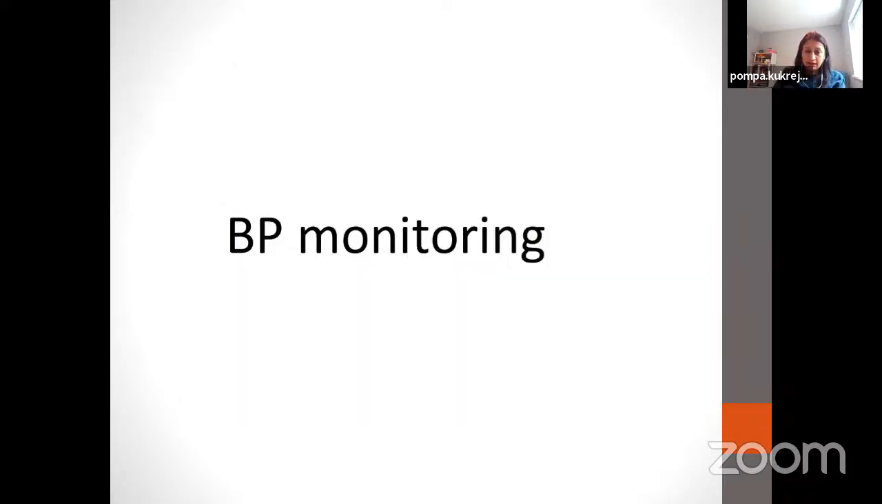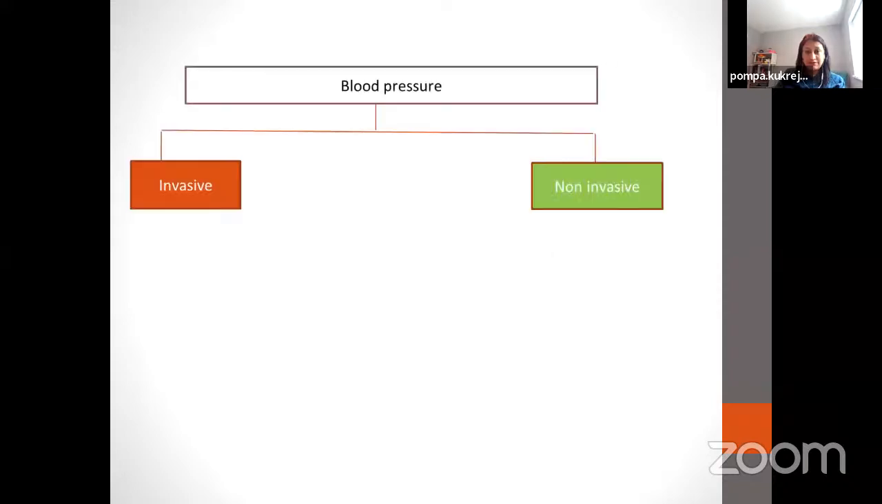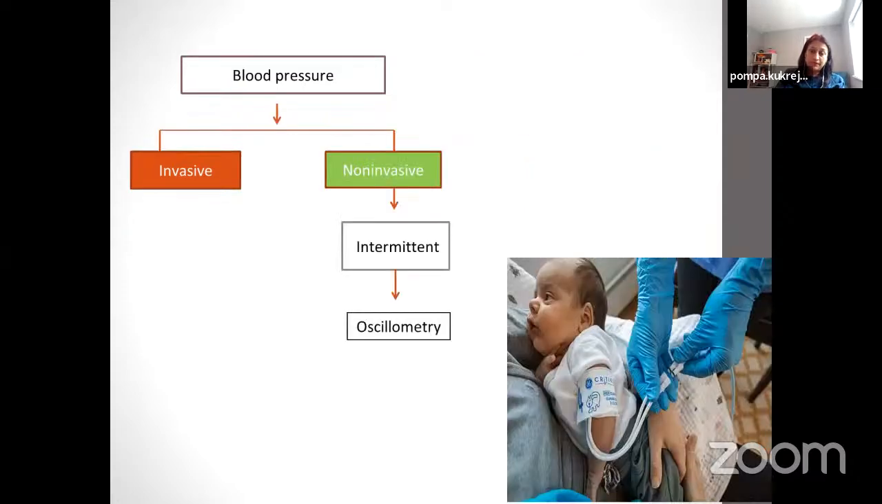The next thing that we can monitor easily and is commonly monitored is blood pressure. And as you all know, there is both invasive and non-invasive blood pressure monitoring. And multiple studies have shown that hypotension, either intraoperative or in the post-operative period, is associated with increased mortality and morbidity. So let's focus on non-invasive monitoring first.